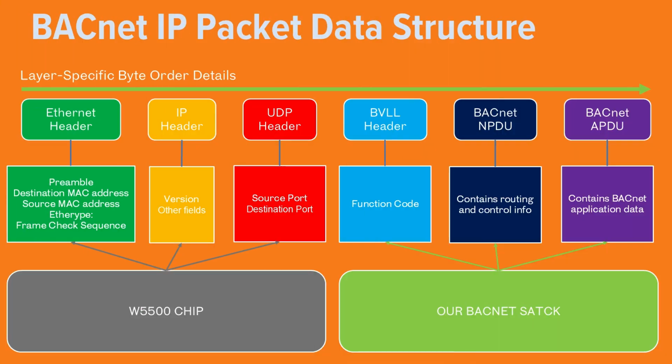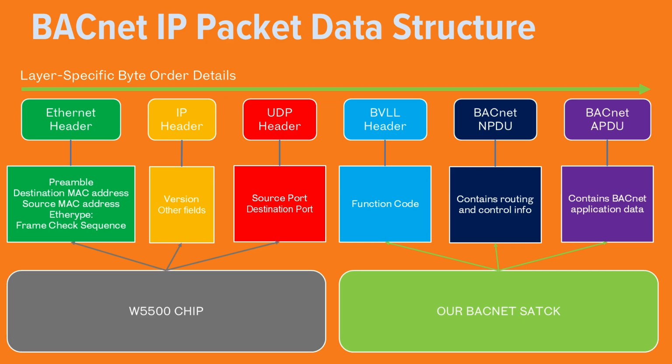Alright, let's take a moment to look into a BACnet IP packet. At the network level, we have the Ethernet frame, IP header, and UDP header. These layers are all handled by the W5500 chip. So, what does the chip do? It takes care of MAC addresses, IP addresses, and ports. It also handles checksums and packages the data into proper Ethernet frames. From our side, we just provide the payload, the actual BACnet data, to the chip, and it handles all the network transmission in big endian byte order.